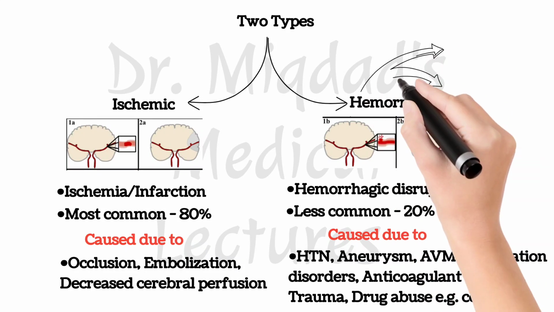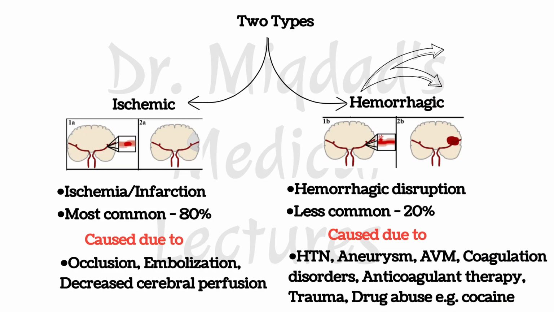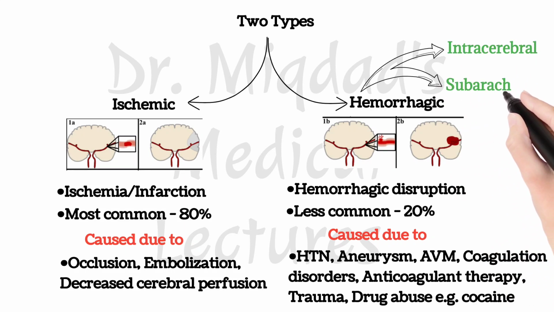Now hemorrhagic stroke is of two types, that is intracerebral hemorrhage or subarachnoid hemorrhage. In intracerebral hemorrhage, bleeding occurs within the brain tissue itself, whereas in subarachnoid hemorrhage, bleeding occurs outside the brain tissue. If we say precisely, it is between the arachnoid and pia mater.